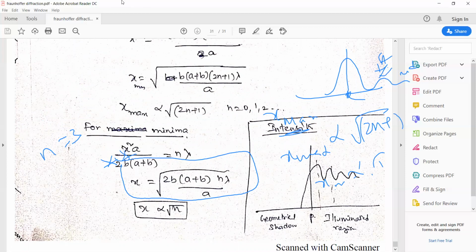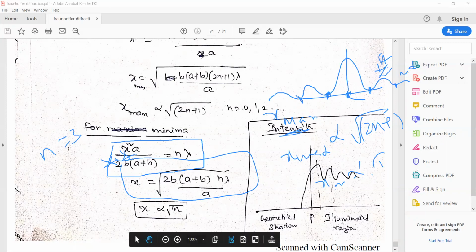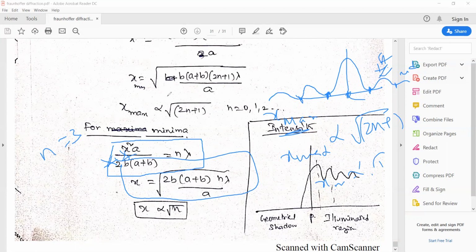Minima means this point. This point is called minima. This point is called minima. So here first secondary maxima, second secondary maxima, and these points in between we call minima. To find the minima position, if you equate this path difference equal to n lambda, you will get the minimum position from the point p. We know from this formula how far the dark point is. If you want to get the x value, just take these values to the other side, so you will get x as proportional to the root n. So this is a complete picture about the Fresnel's diffraction pattern due to the straight edge.